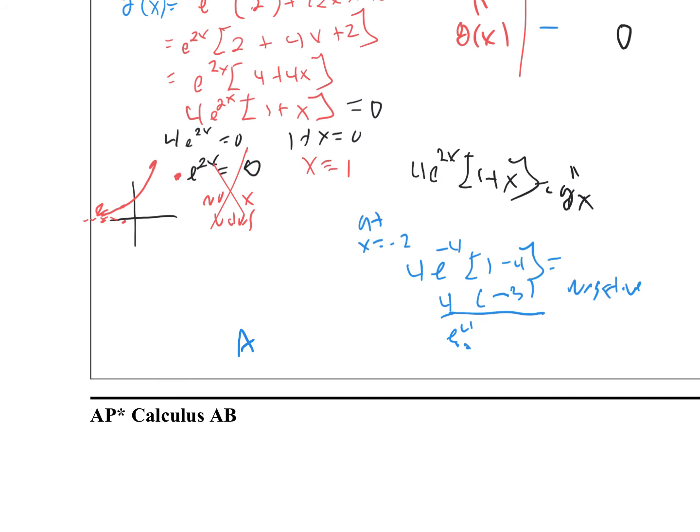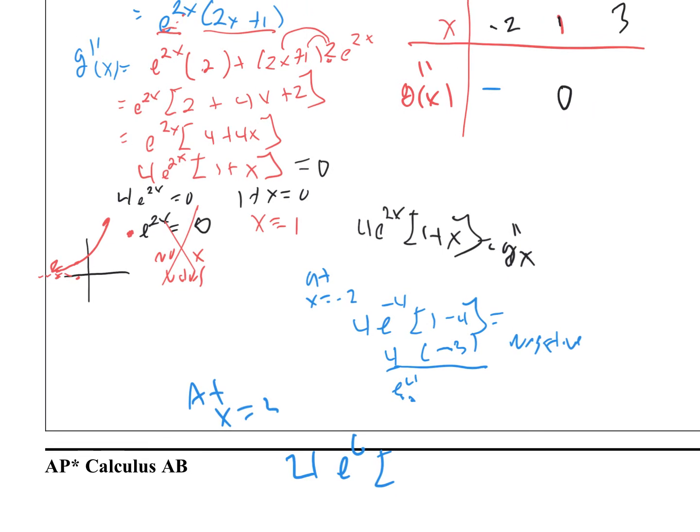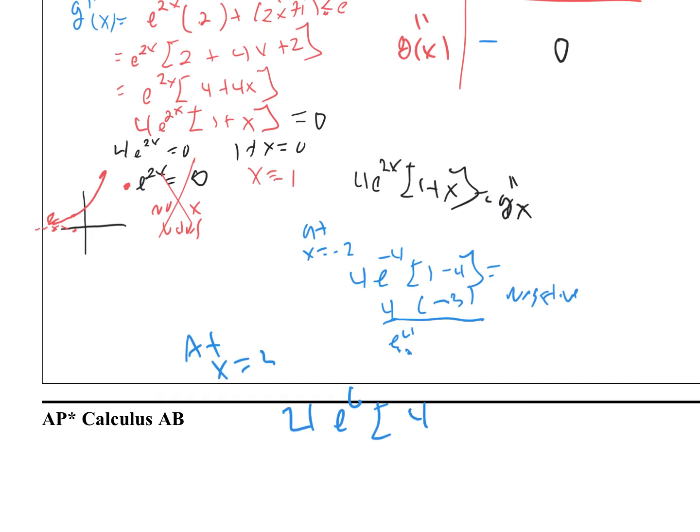And the 3, let's see. At x equals 3, I have to write it out. 4e to the 6 times (1 plus x), 1 plus 3, that's 4. Well, that's not very exciting. That's just a big positive number, right? It's positive.